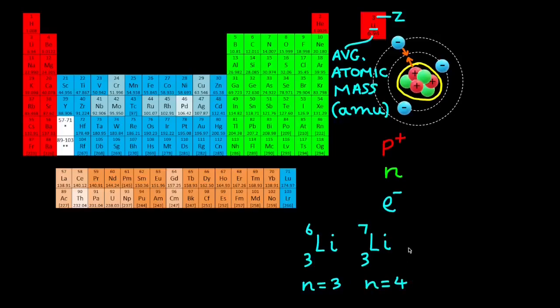So isotopes have a different number of neutrons with the same number of protons. So this atom here is a lithium-6 isotope. And suppose we ionize an electron, then the lithium carries a positive charge, because you have 2 negatively charged electrons and 3 positively charged protons.